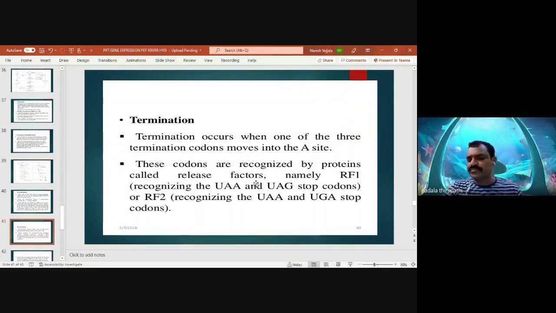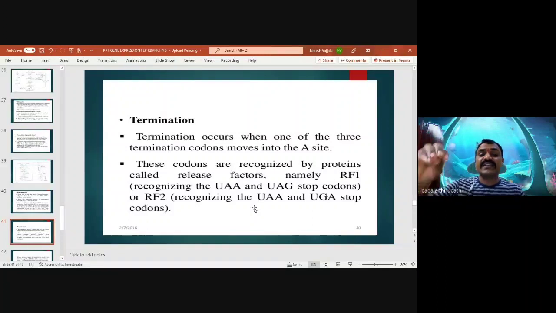At the same time, these termination codons UAA and UGA are also recognized by RF2. So RF1 is going to recognize UAA and UAG. At the same time, RF2 is going to recognize, on the A site of the ribosome, UAA and UGA. These are also stop codons. UAA and UAG are recognized by RF1. UAA and UGA are recognized by RF2, release factor 2. So these two are release factors, RF1 and RF2.